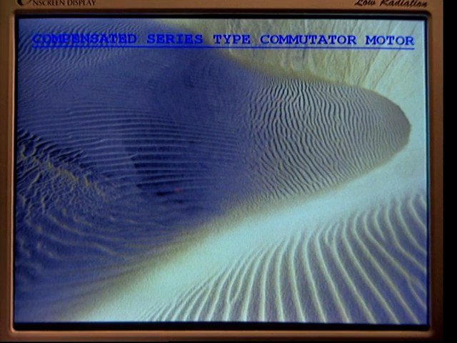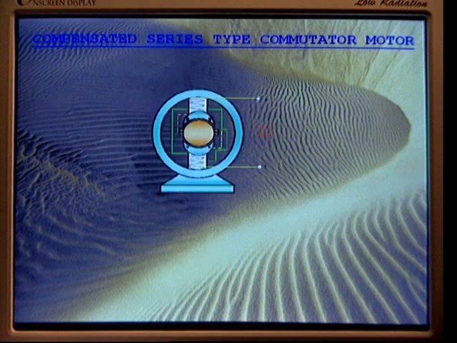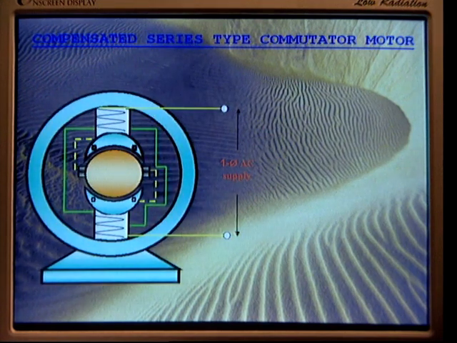Now, let us see some motors used in the AC system. First of all, you can see the AC single phase series motor. Its full name is compensated series type commutator motor. You can see its construction details. It is similar to the DC series motor.